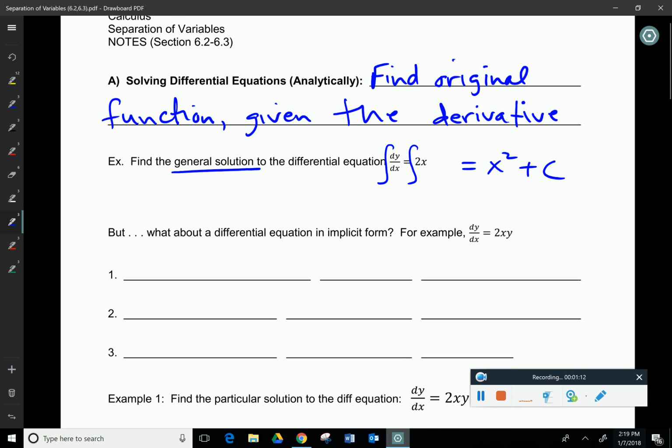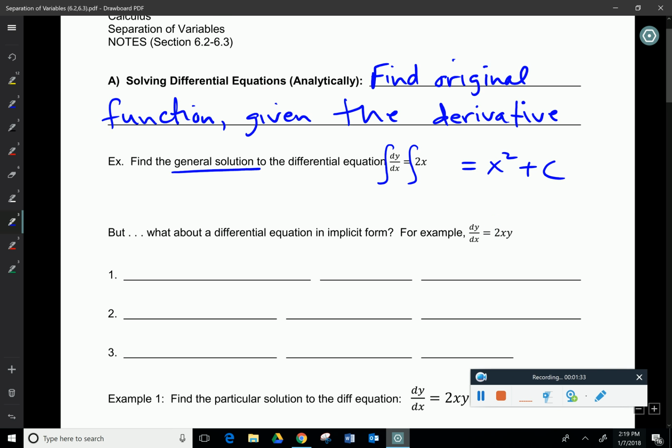But think about this. What about a differential equation that's in implicit form? In other words, what if instead of trying to integrate 2x, we're trying to integrate, say, 2xy? Well, we can't do that. We can't integrate if we have both x's and y's. So we're going to do something that we call separation of variables.